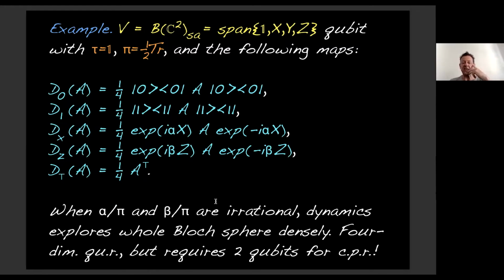And so this is a four-dimensional quasi-realization. We can prove that it requires, however, 2 qubits to make a completely positive realization. I don't want to go into this. The reason is that we need to do something about this transpose. We need to make sure that this is represented by a completely positive map.